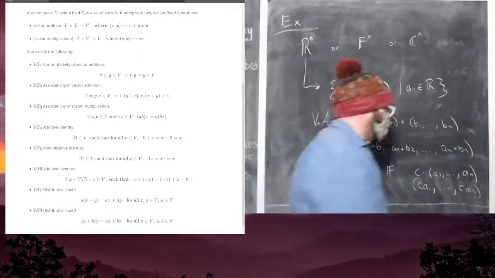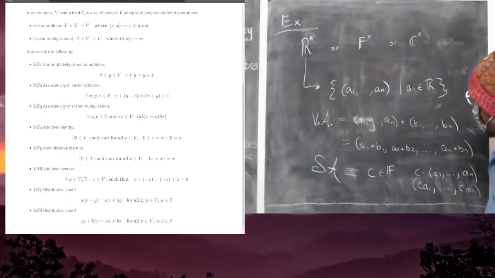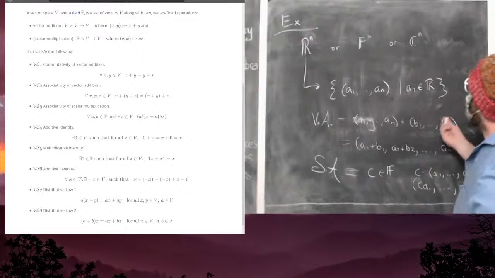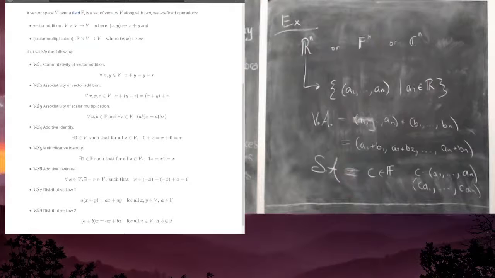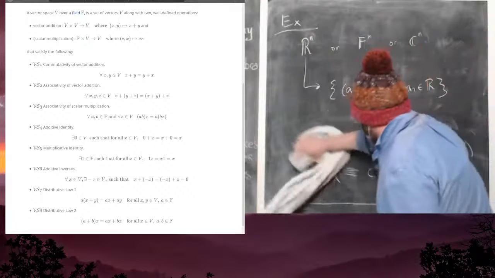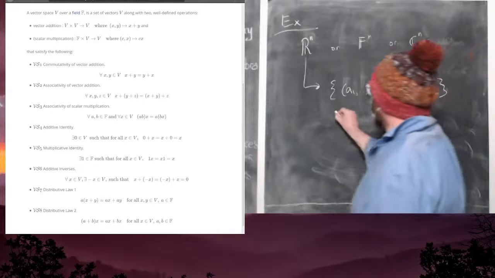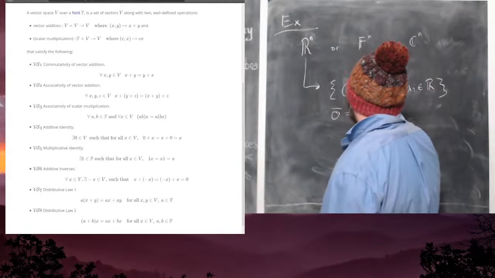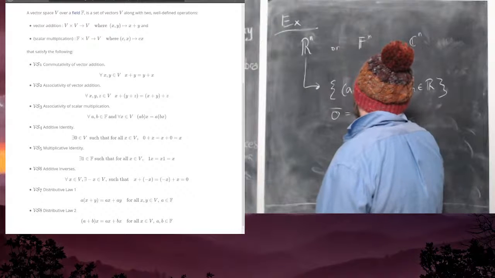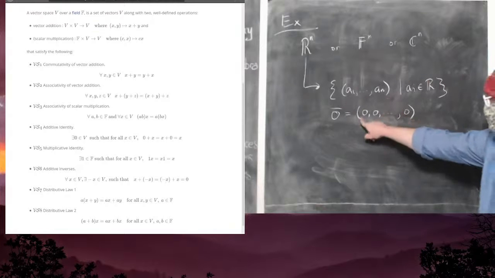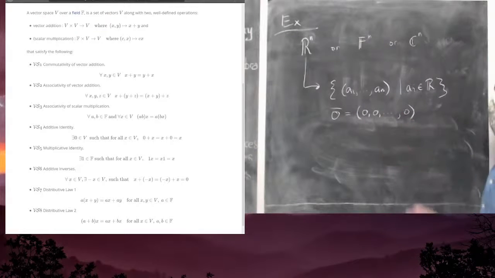And so let's do some axiom checking. Let's start with the easy ones. Is there a zero? We know what these things are, but let's ask ourselves, is there a zero? Well, the zero vector, in this case, is just the n-tuple where every component is zero.